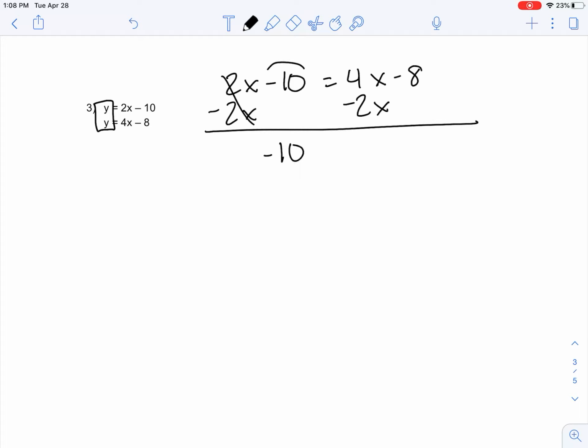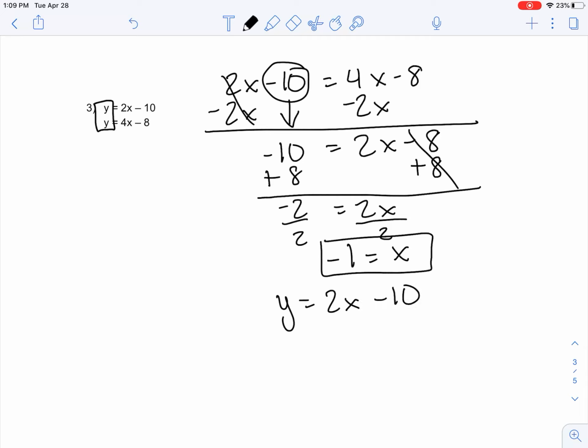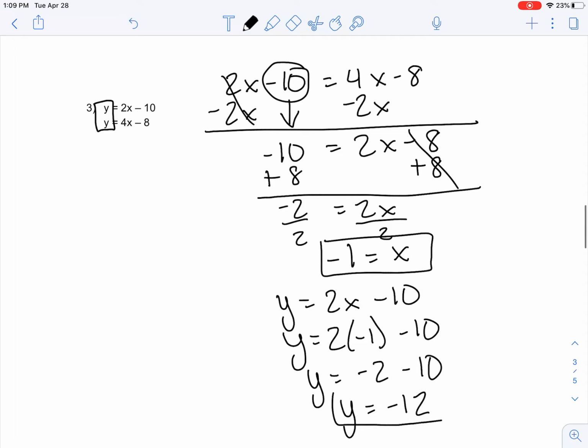Negative 10, make sure you bring that negative down with it, equals 2x minus 8. Add 8. Negative 2 equals 2x. Divide 2. Negative 1 equals x. Substitute that negative 1 into one of the originals to solve for y. Y equals negative 2 minus 10. Y equals negative 12. My solution, negative 1, negative 12.